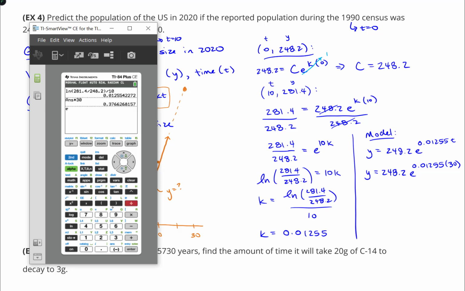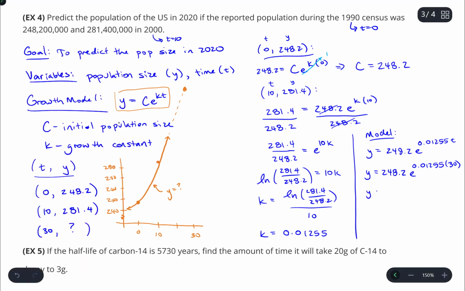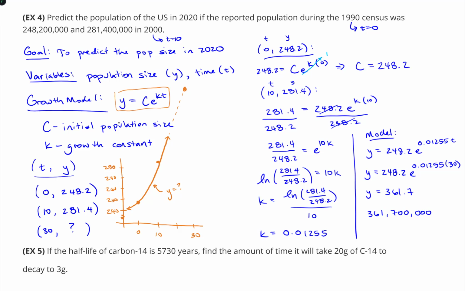Then take e raised to that result and multiply it ultimately by 248.2. Now you're safe to do some sort of rounding if you need to, and that way you ensure to get the most accurate answer you can. So let's say 361.7, or of course 361,700,000 would be the predicted population size in 2020.